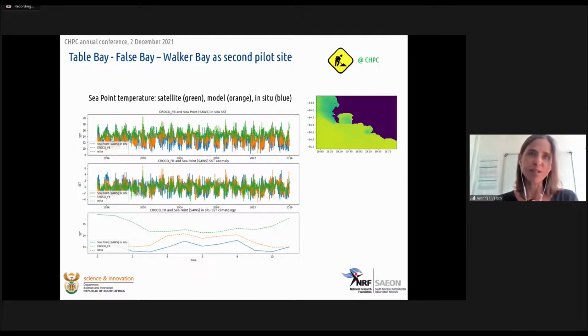Our first iteration of the model looked really good. If we just focus on the bottom plot here, the blue line shows in situ temperature observations off Sea Point. It's a climatology, so it's a monthly mean seasonal cycle. The green line is the highest resolution satellite product that we could lay our hands on, and the orange line is our model. So this gave us a lot of confidence that our model was actually doing better than the best satellite product out there, which is great, especially given that we often use satellite products to evaluate our models. So we were very happy at first sight.